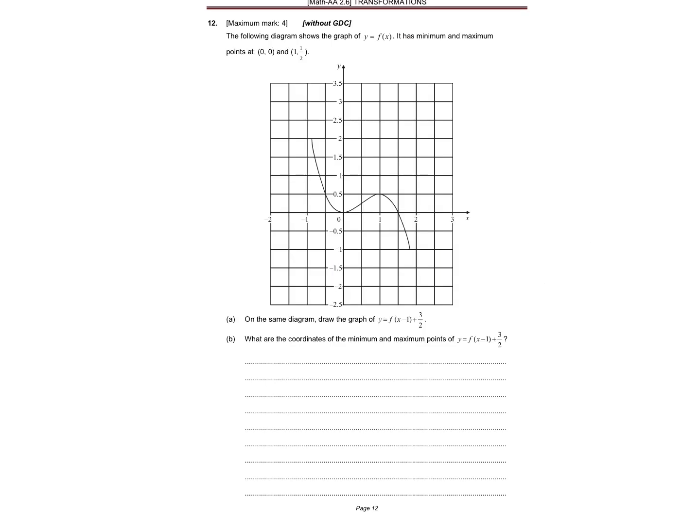Okay, so we have this f at x, its max and min are given. On the same diagram, draw that. So we're moving right 1, up 1.5. Okay, so we've got right 1, up 1.5. So there. I'm just picking points. So right 1, up 1.5 there. So about there is that first point.